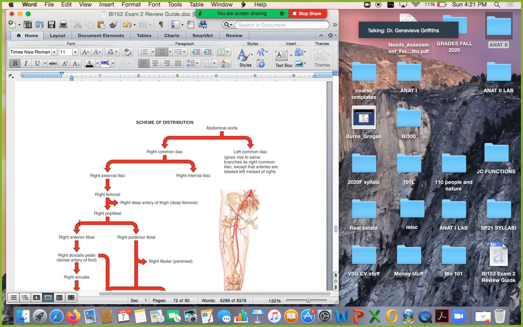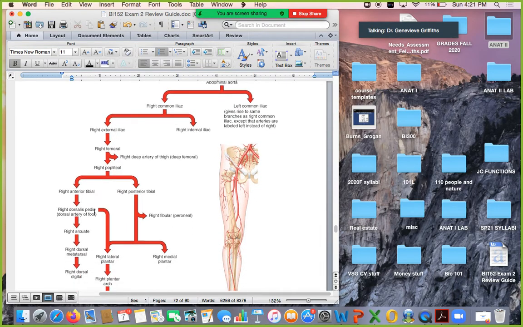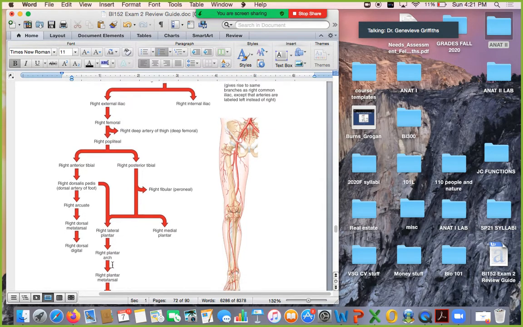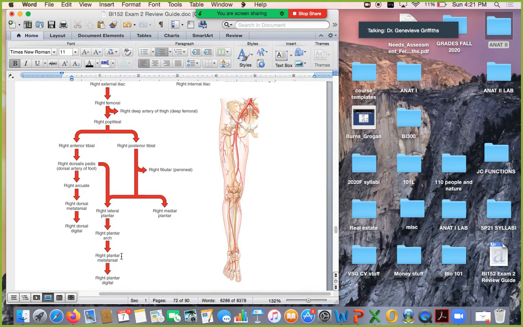The femoral splits into the right deep artery of the thigh, or the deep femoral, which is going to feed the thigh, and then follow the major femoral down to the popliteal. The popliteal will feed into the tibial, the anterior and the posterior tibial. The anterior tibial will feed into the dorsal artery of the foot, or the dorsalis pedis, feeding into the dorsal metatarsal and the dorsal digital, also feeding into the lateral plantar, the right plantar arch, the plantar metatarsal.